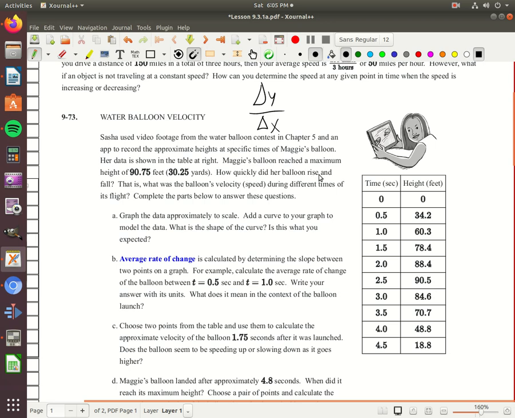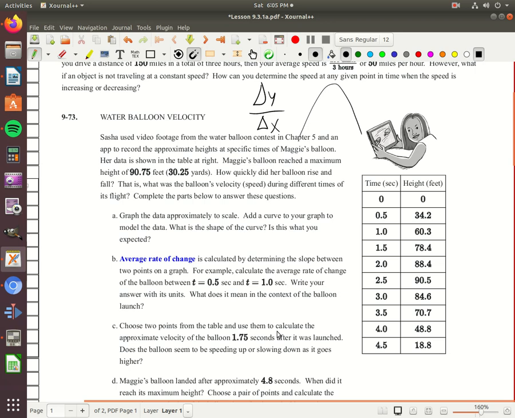How quickly did her balloon rise and fall? That is, what is the balloon's velocity, or speed, during different times of its flight? Complete the parts below to answer these questions. So first of all, it wants us to graph these points on a scale and use a curve to model the data. What is the shape of the curve? Is it what you expected? Well, I expect it would do something like this.